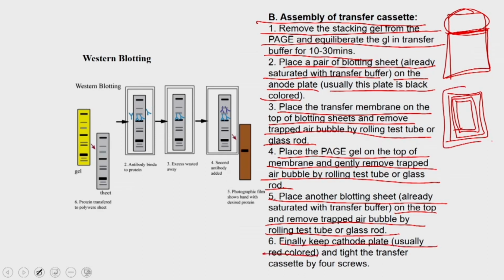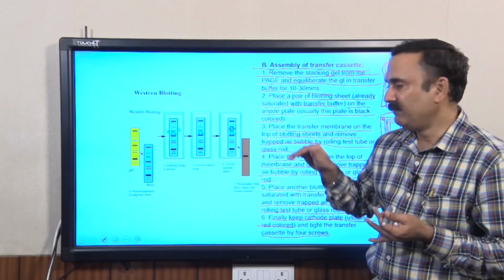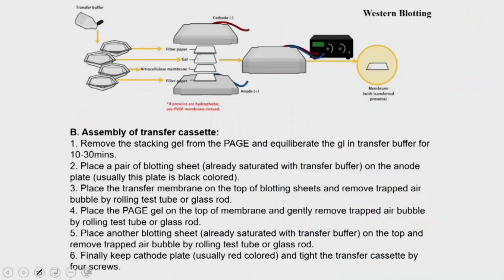So, then you put the cathode plate and then you tie the transfer cassette by putting the 4 screws. So, every cassette has screws on all the corners, and that you have to tie up, so that the whole cassette is going to be one unit, and that is how you can just submerge this into the transfer tank. So, this is what you have.